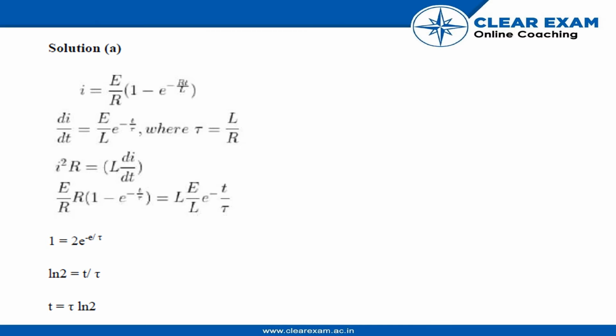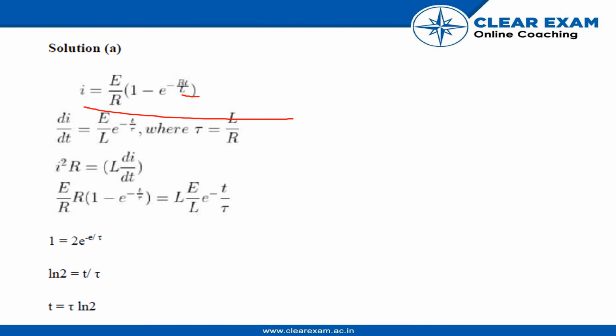So we have the given equation, after applying Kirchhoff's law. We have solved this equation, that is, current equals E upon R times (1 minus e to the power minus Rt by L). So this is the equation.